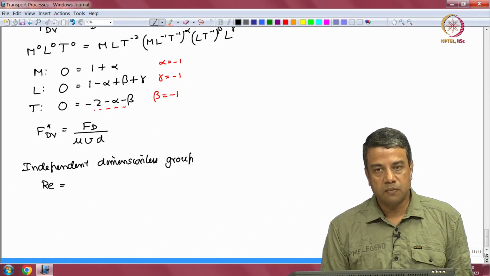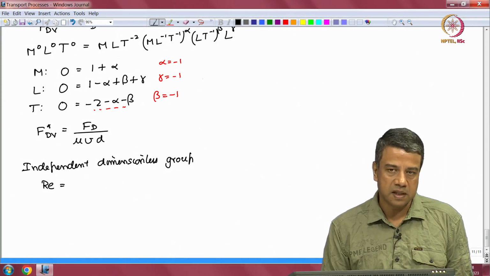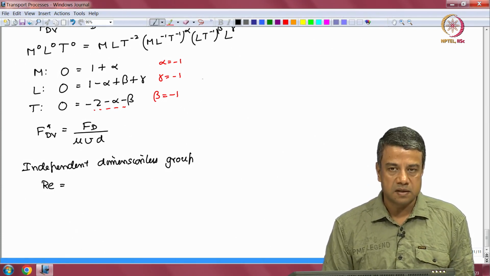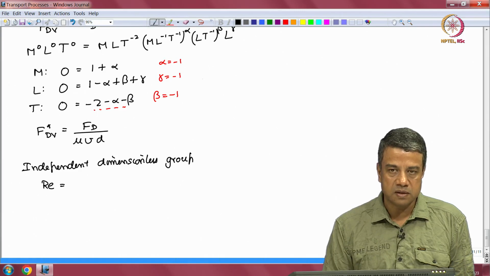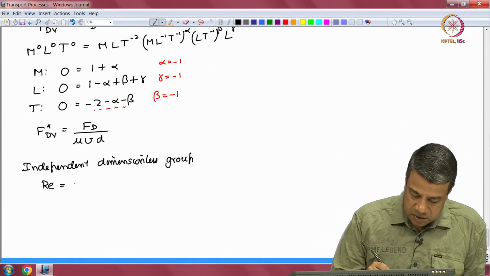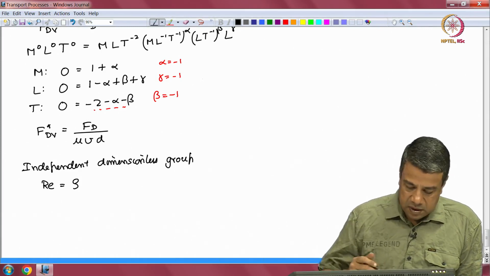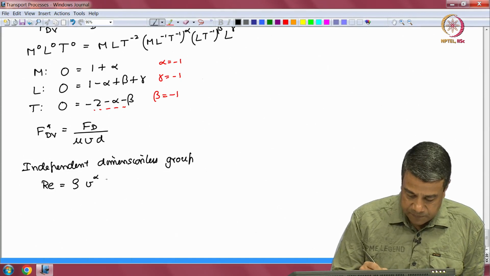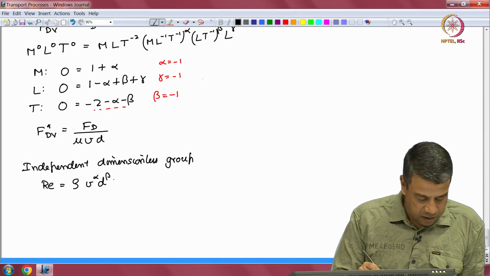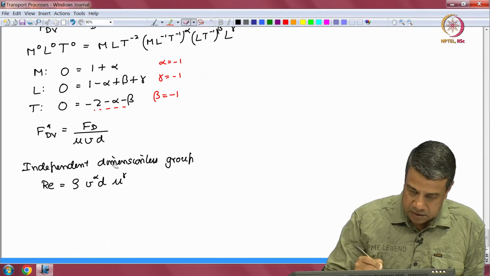I can set any one parameter to the exponent 1 without loss of generality, because any dimensionless group raised to any power is still dimensionless. So, one of those exponents can be chosen as 1 without loss of generality. I will choose the exponent of the density as 1. Then velocity per alpha, diameter per beta and viscosity per gamma. So, that is my dimensionless group.